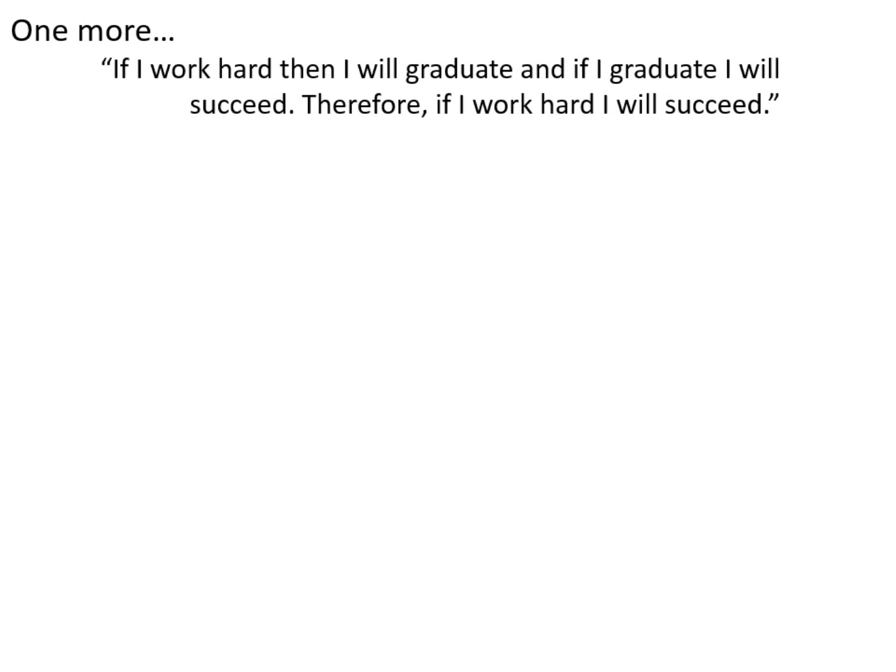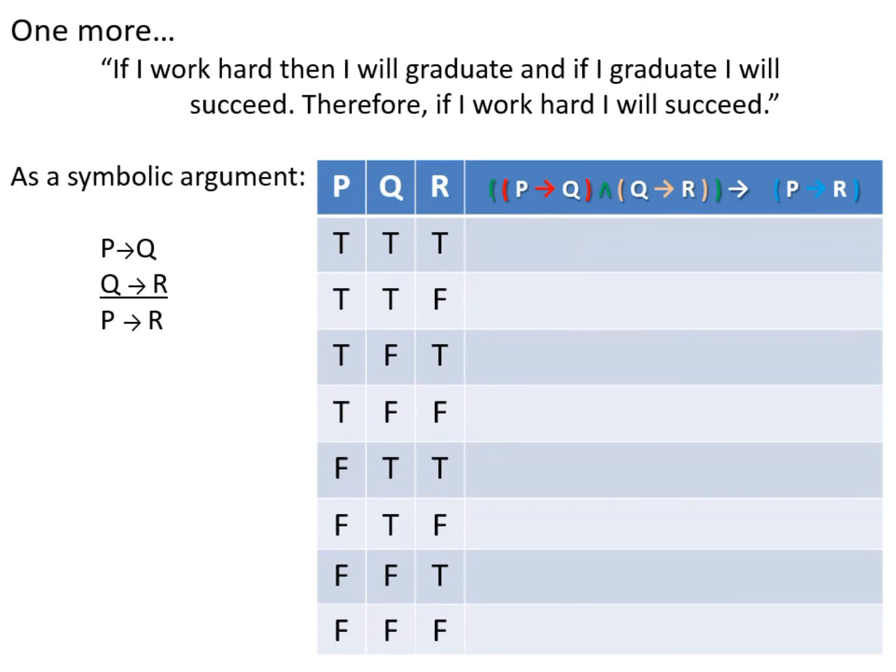And finally, if I work hard, then I will graduate, and if I graduate, I will succeed. Therefore, if I work hard, I will succeed. So, as a symbolic argument, we can now see that there are 3 simple statements, and on top of that, the conclusion is no longer a single statement, but it is now a conditional. However, if we follow through the processes we've learned, we can do exactly the same thing here as for every other truth table. We have 8 columns.